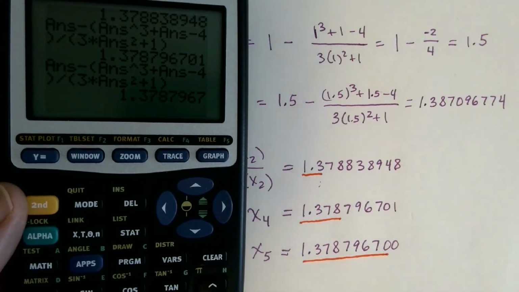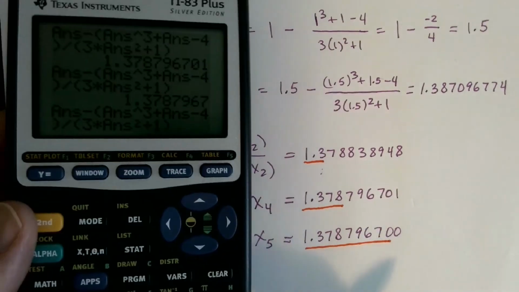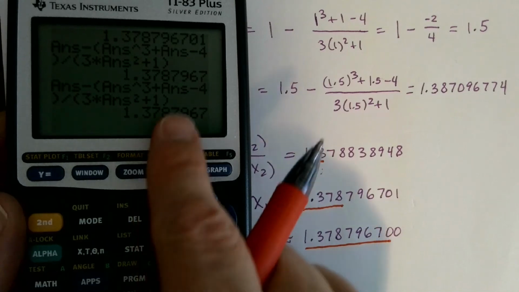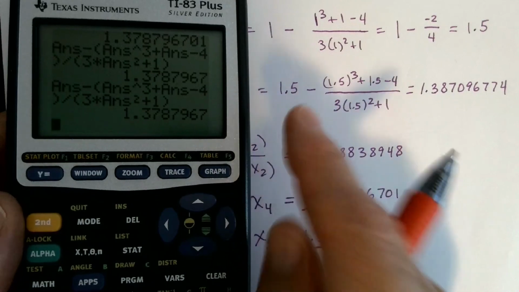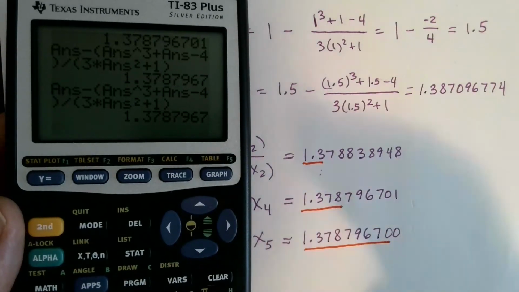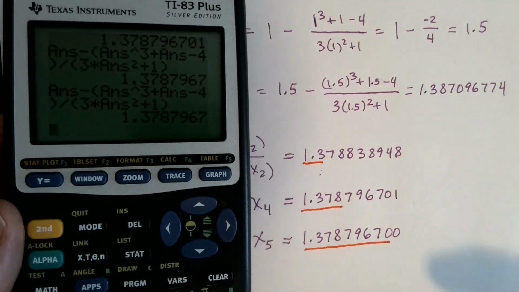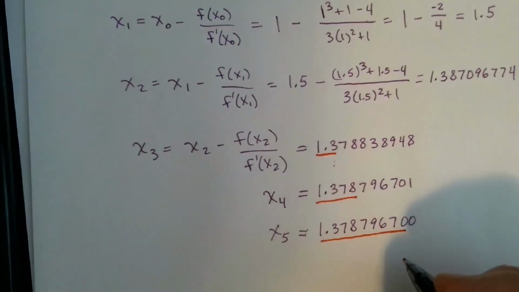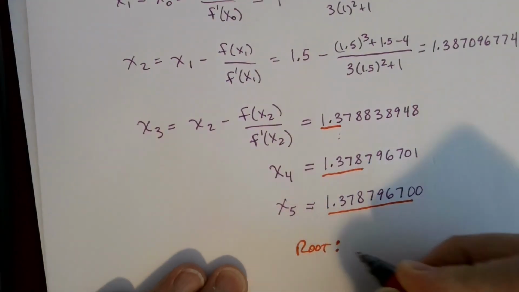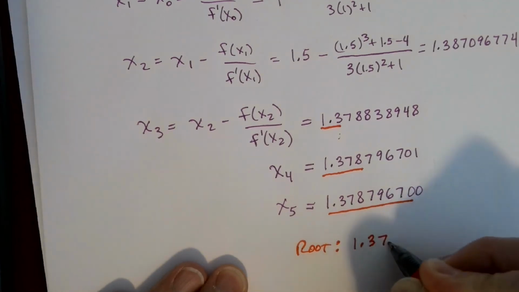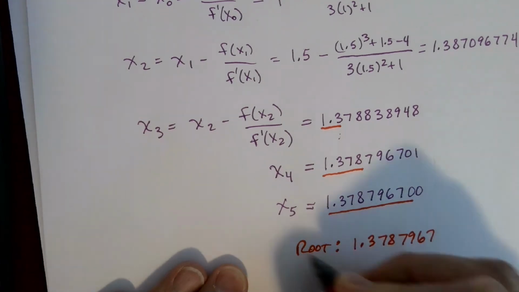Certainly to 7. In fact, if I do this one more time, I'm not going to write down the result, but if I want to find x of 6, and I do this, look what I get for x of 6. There's really no change. So the changes are only way out here with these decimal places. We've kind of, with the calculator, honed in on the answer up to at least 7 decimal places. So this tells me that the root to 7 decimal places is 1.3787967. That's 1, 2, 3, 4, 5, 6, 7 decimal places.